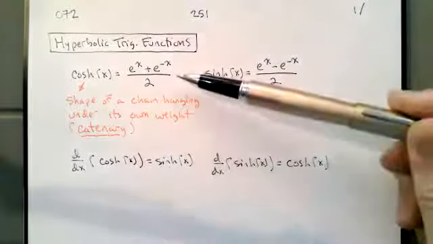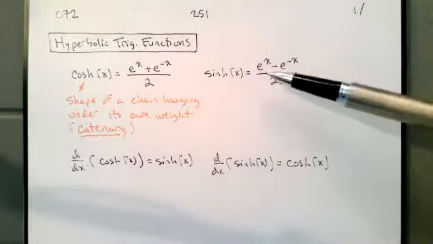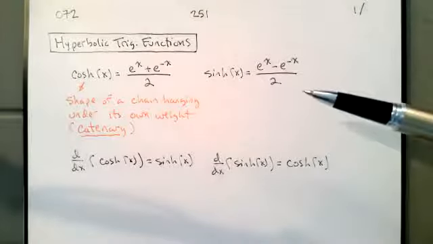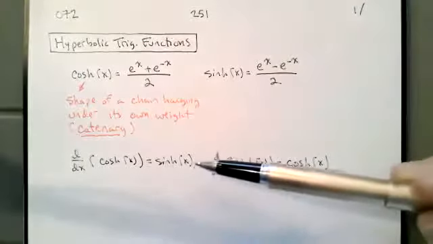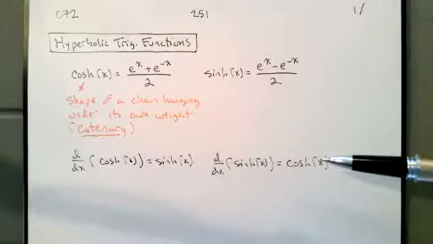Here's how we define the hyperbolic cosine and the hyperbolic sine. They're just combinations of e to the x and e to the minus x. From a calculus standpoint, we want to know the derivatives of each of these functions. The derivative of hyperbolic cosine is hyperbolic sine. The derivative of hyperbolic sine is hyperbolic cosine.